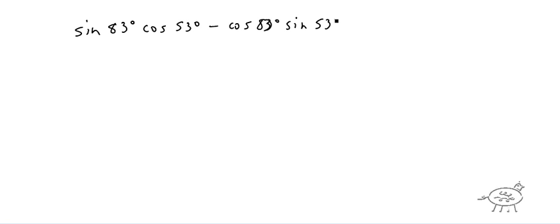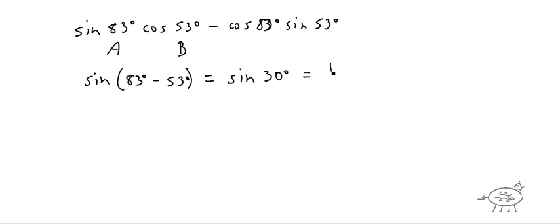But you should recognize this is a sine difference problem. And basically you're just saying, we learned it as sine of A minus B. And so here it is, sine of A, cosine of B. So this is your A, and this is your B. So if I recognize that it is a sine difference, you will now say sine of 83 degrees minus 53 degrees, which is sine of 30 degrees, which is just 1/2. And that's your final answer. So that's actually pretty easy.